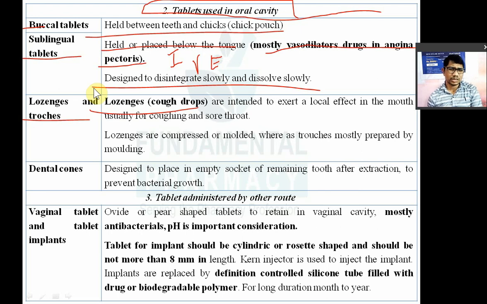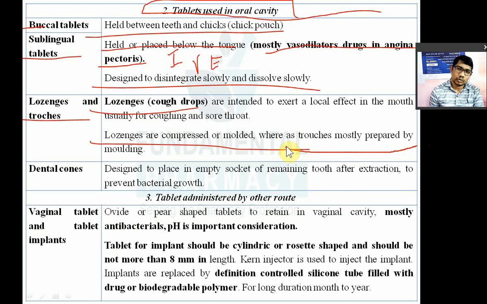Now lozenges are made by either compression or molding. Lozenges are prepared by compression or molding, whereas troches are mostly prepared by molding. Troches are made by molding, and lozenges are prepared by either compression or molding. That is the difference between troches and lozenges.